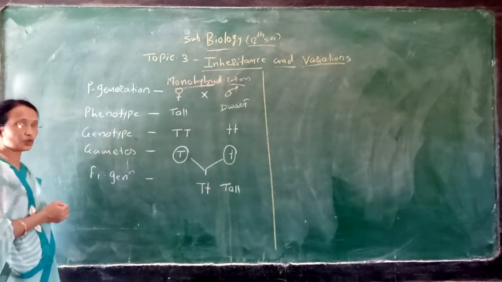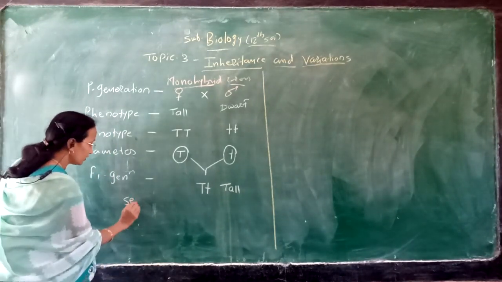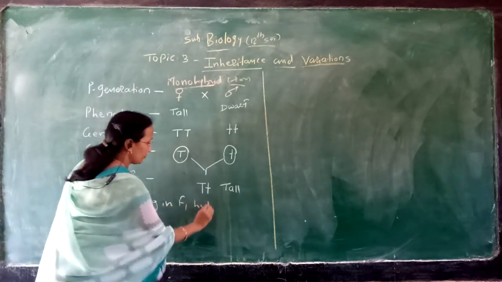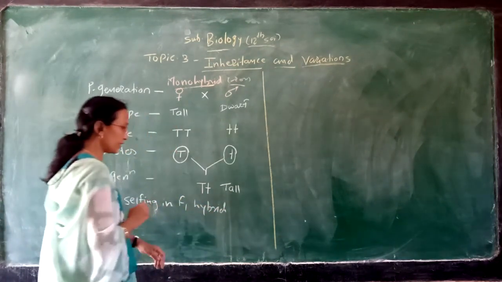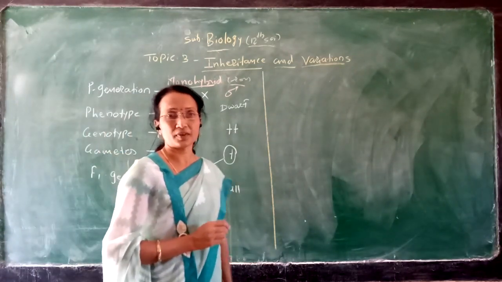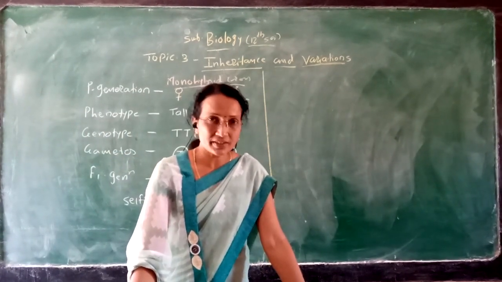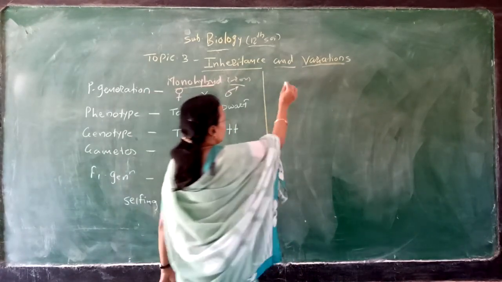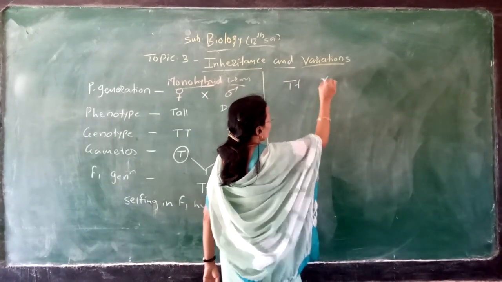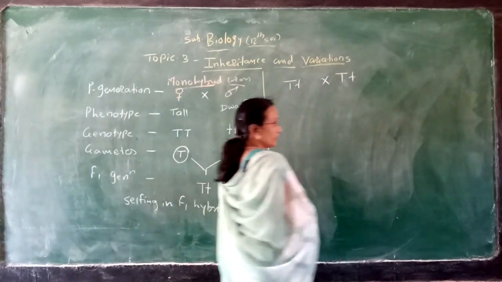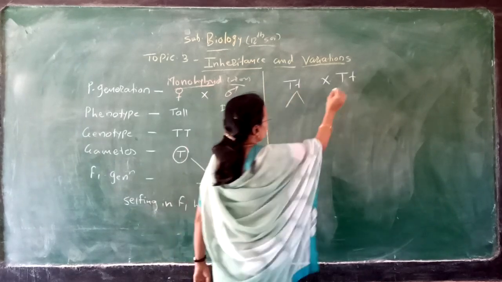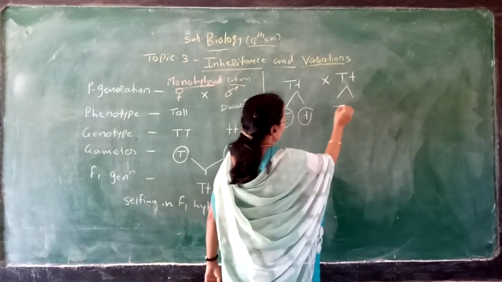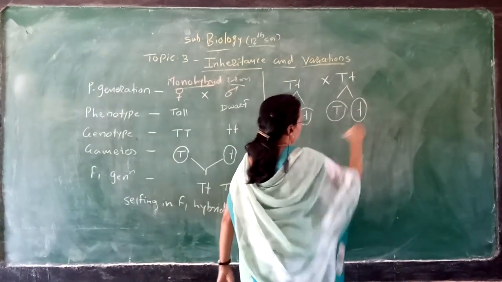Then the next step of this monohybrid cross is selfing in F1 hybrid. But what is selfing? Selfing is a step in which F1 hybrids are crossed with each other. So, capital T small t is crossed with capital T small t. The gametes of these F1 hybrids are capital T, small t, and capital T, small t.